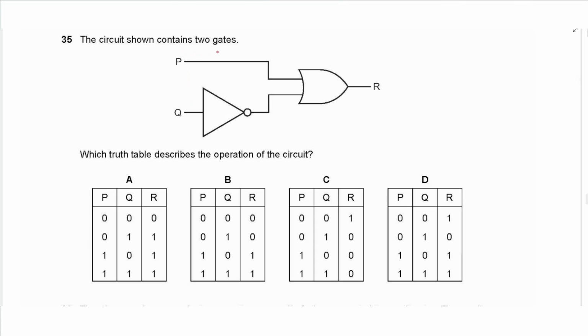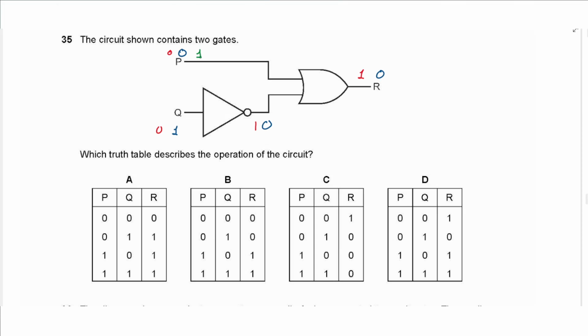So if the input is 0 and 0, the NOT gate converts 0 to 1, and then we have here 0 and 1, which gives from an OR gate an output 1. Now if the inputs are 0 and 1, the NOT gate will convert this to 0. Now we have 0 and 0. For an OR gate we get 0.